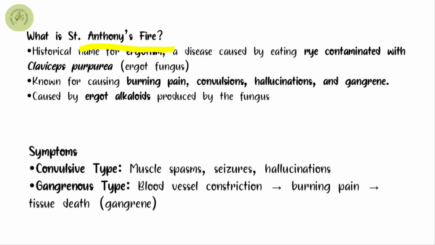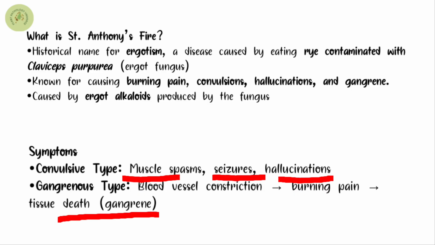The most common symptoms of this disease at that time were burning pain, convulsions, hallucinations, and gangrene. So the people used to get fiery symptoms in them. That's why it is known as St. Anthony's fire, right? Here you can see the different symptoms being shown: seizures, muscle spasms, hallucinations, then gangrene.